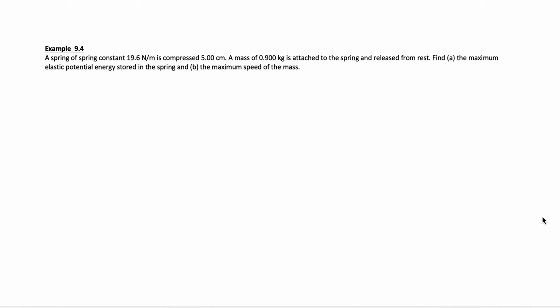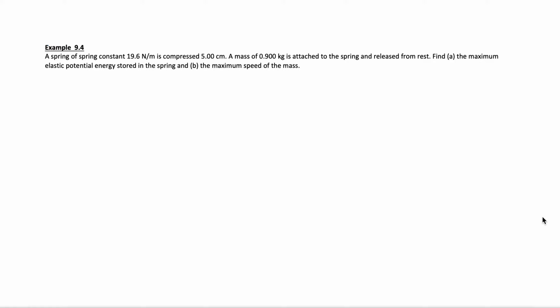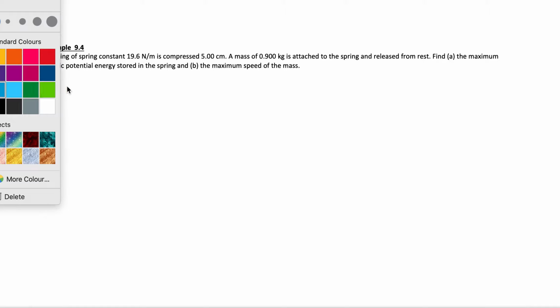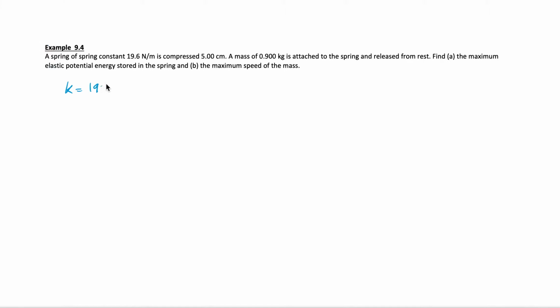Let me find some space. Okay, example 9.4. A spring with a spring constant of 19.6 Newton per meter, so K equals 19.6 Newton per meter, is compressed by 5 centimeters. So it's compressed, which means the displacement is 0.05 meter. A mass of 0.9 kg is attached to the spring and released from rest.